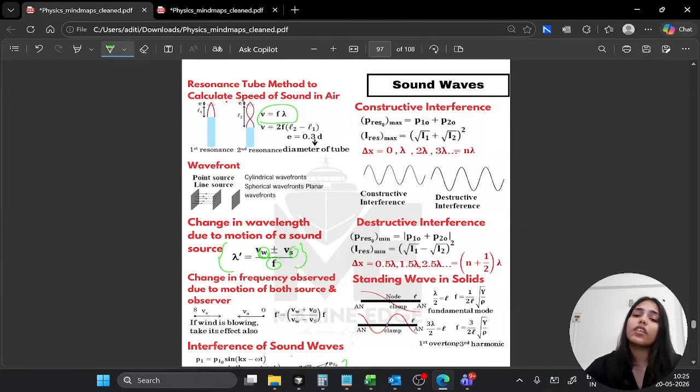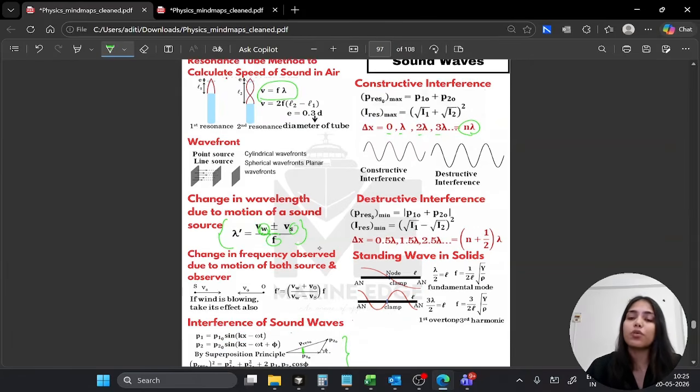So for constructive interference, the path difference should be in the 0, lambda, 2 lambda, 3 lambda, and n lambda format. Okay. But for destructive interference, it should be n plus 1 by 2 lambda. Okay. Next, we have the standing waves, or the waves which, while transmission, are maintaining a constant fundamental shape. Okay, that is the standing waves.